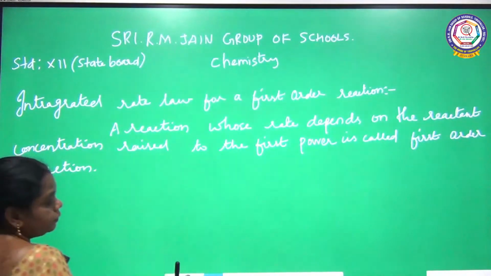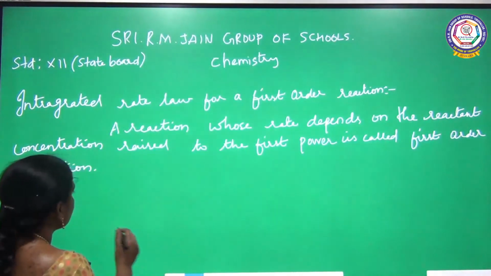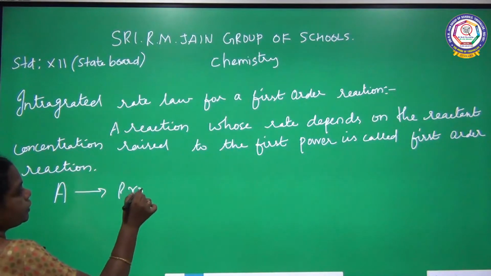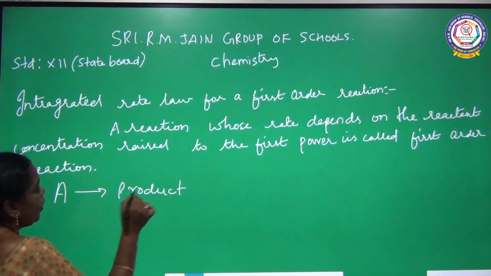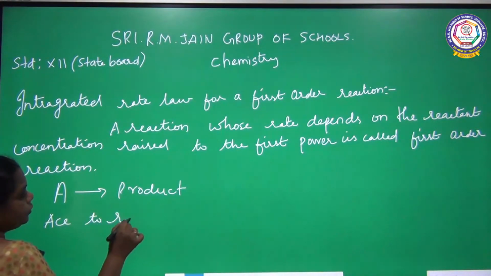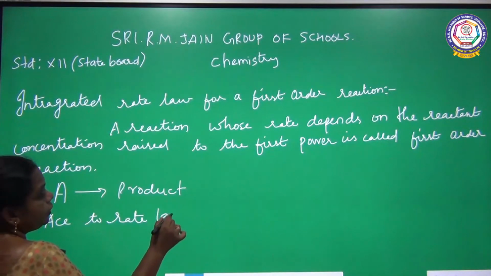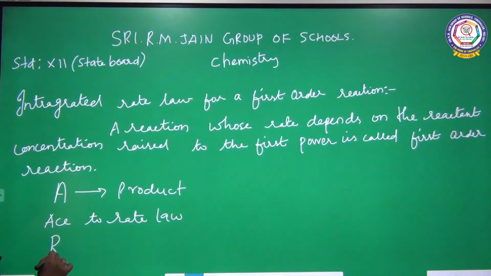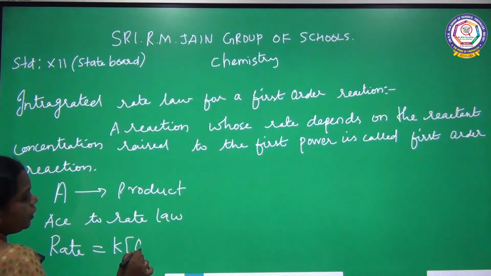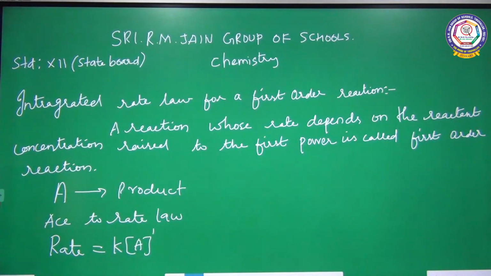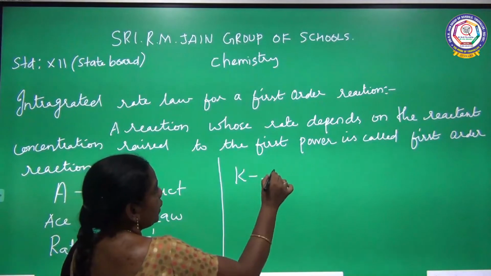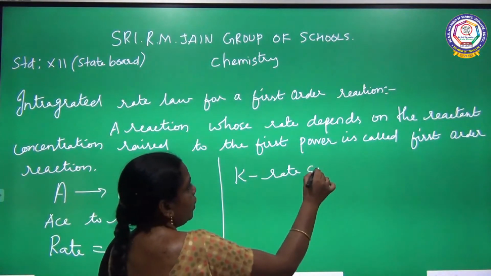So the reaction A gives the product. According to rate law, the reaction rate can be written as rate equal to K into concentration of A to the power 1. So K is nothing but the rate constant.